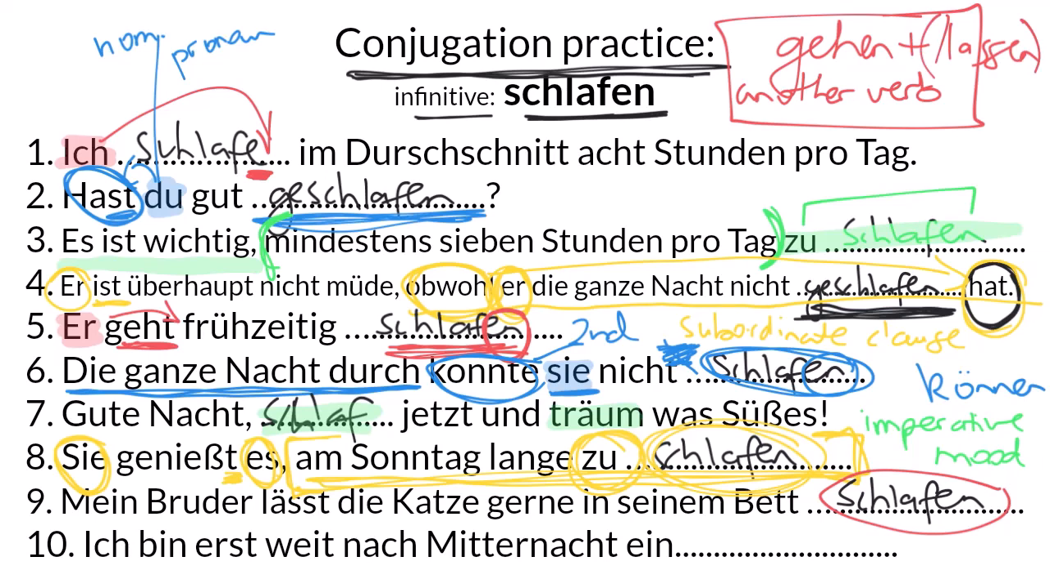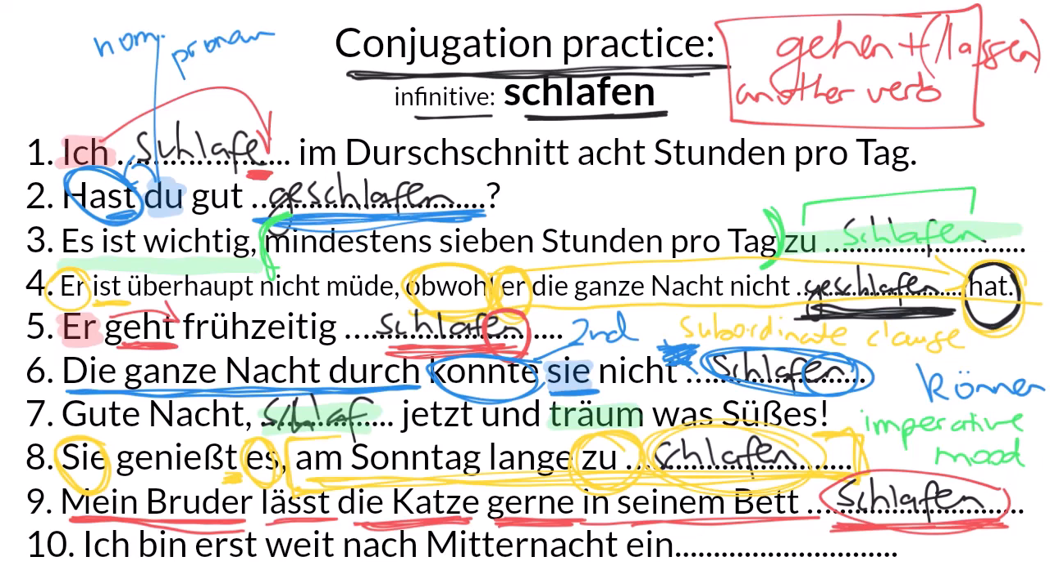And if you add lassen before another verb, an infinitive, then you're letting somebody else do something. So we've got my brother in this sentence. My brother lets the cat, and then the cat is the one who's in charge of this second verb. Lets the cat sleep in his bed, and then we've got the word gladly. So he likes to let the cat sleep in his bed. Lassen plus another verb in infinitive, in this case schlafen.